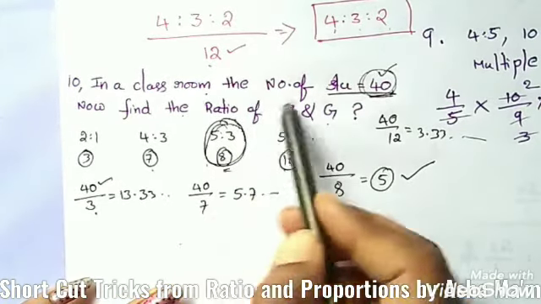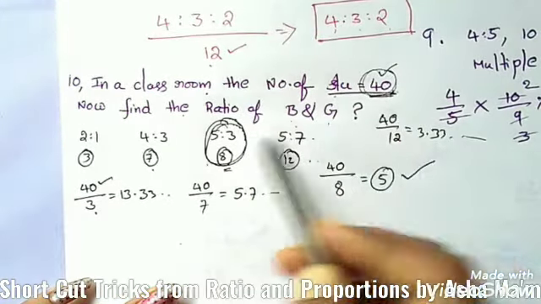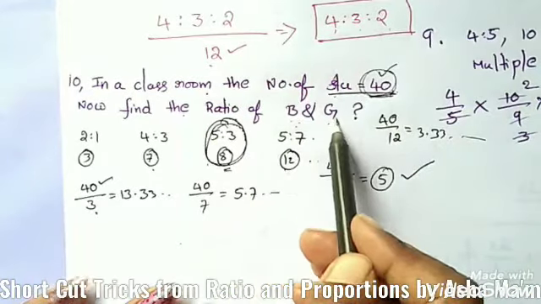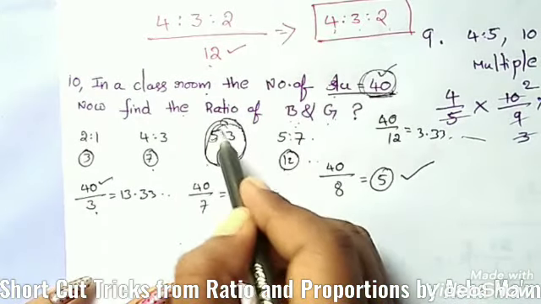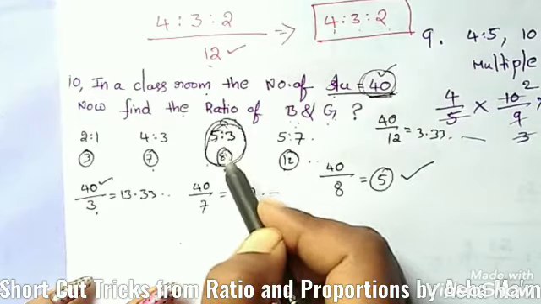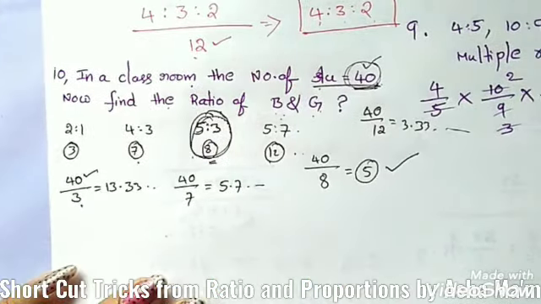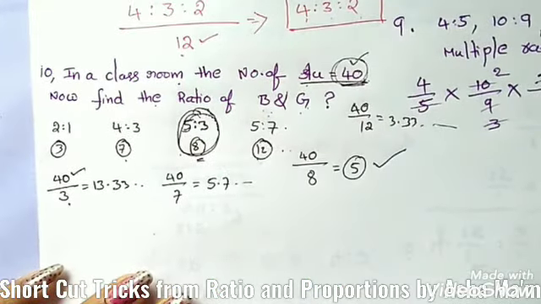So in a classroom, the total number of students is 40. Now the ratio of boys and girls is boys 5 and girls 3. So this is the ratio. Now let us see question number 11.